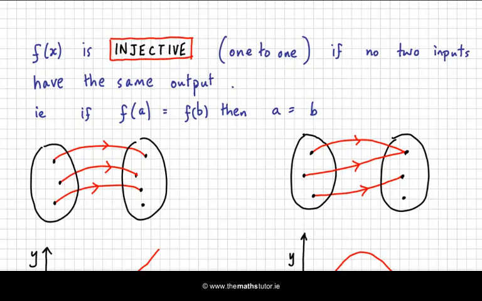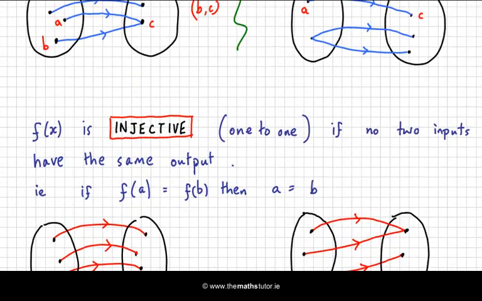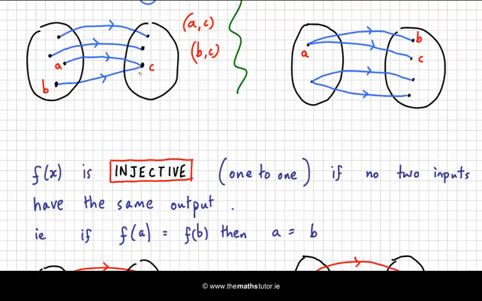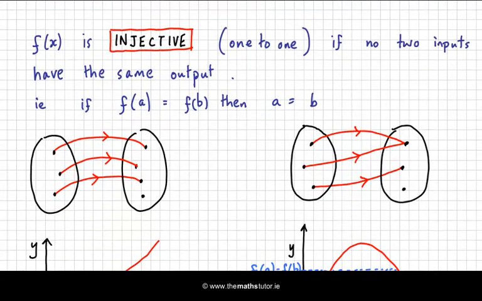Okay, the next definition is injective. Now a function is injective if no two inputs have the same output. Well, we saw above an example where A and B have the same output. So this function above is not injective. But here we have an example on the left of a function that is injective. All of the inputs are mapped to a single output, and a unique output at that. So they each have their own unique output.